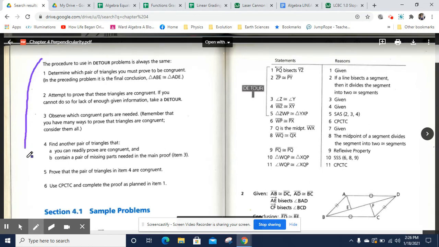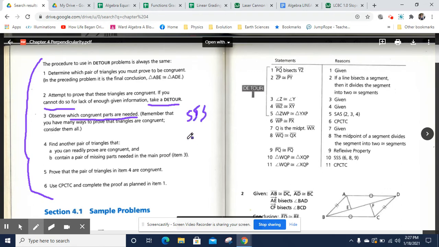So here it is. We're going to start: determine which pair of triangles you want to prove congruent. See what they are. See where you're heading first. Then try to prove those triangles congruent. If you cannot do it because you don't have enough information, take a detour. And then you want to figure out which congruent parts are needed. Now remember, we've got side, side, side we can use.